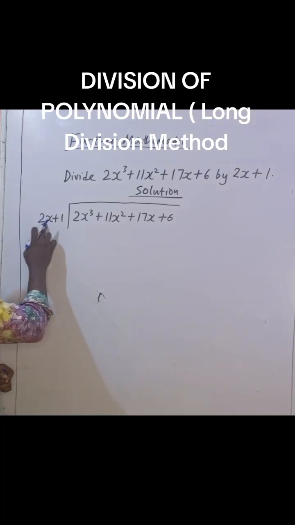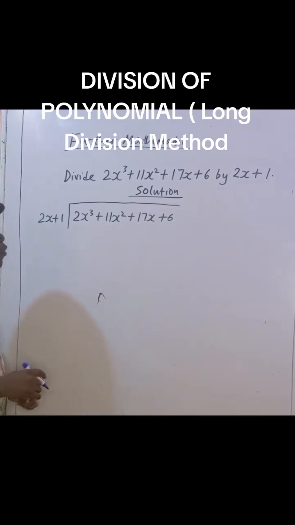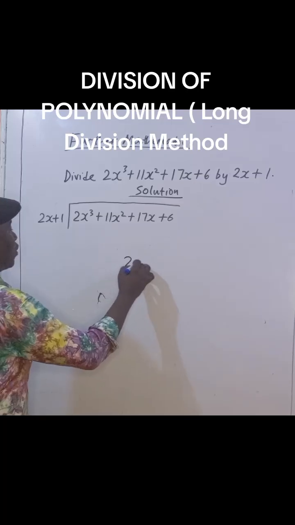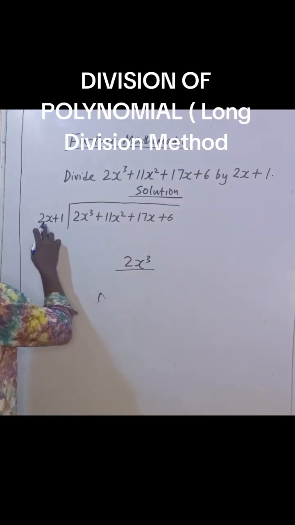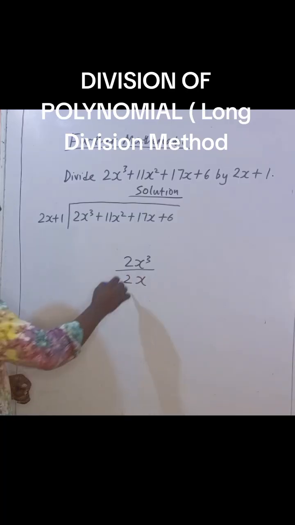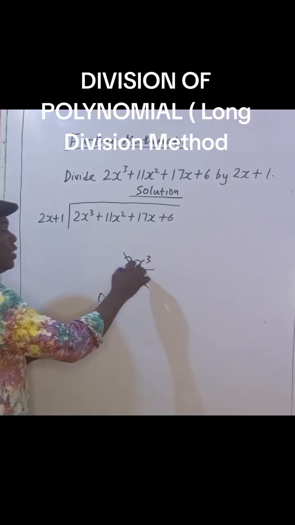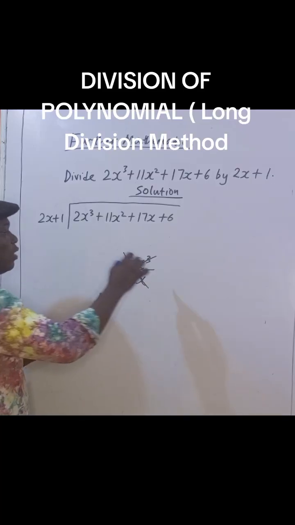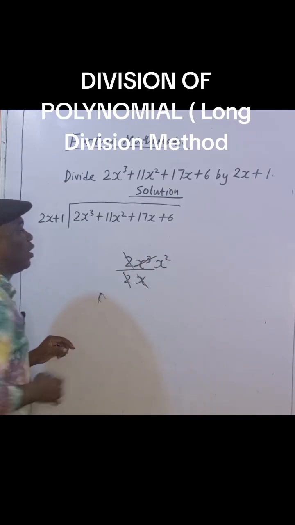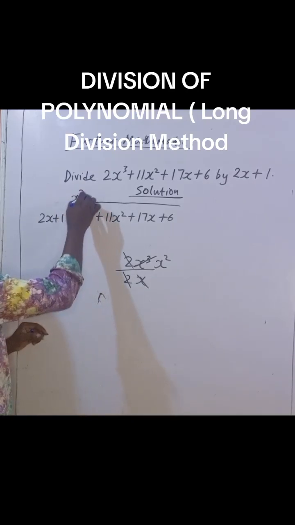You consider this 2x to be divided with this. At the first instance, look at this 2x cubed divided by 2x. Can you see? We cut this. This single x, why this x in 3 places? When you remove one, it remains x squared. Can you see now? The x squared, put it here, x squared.